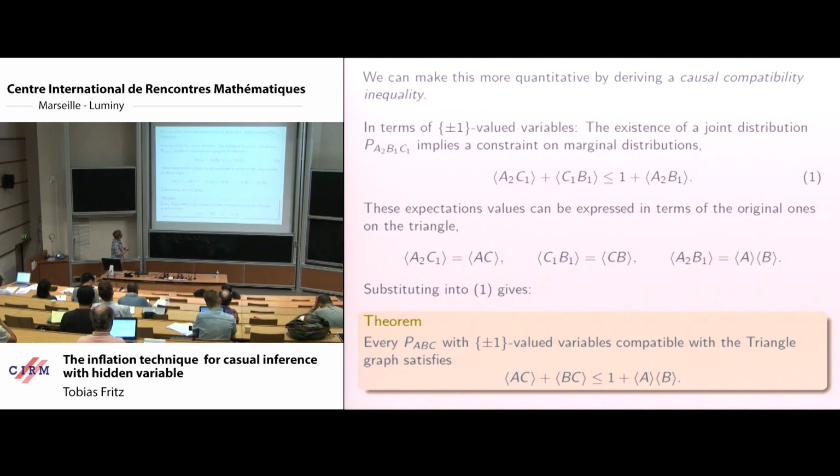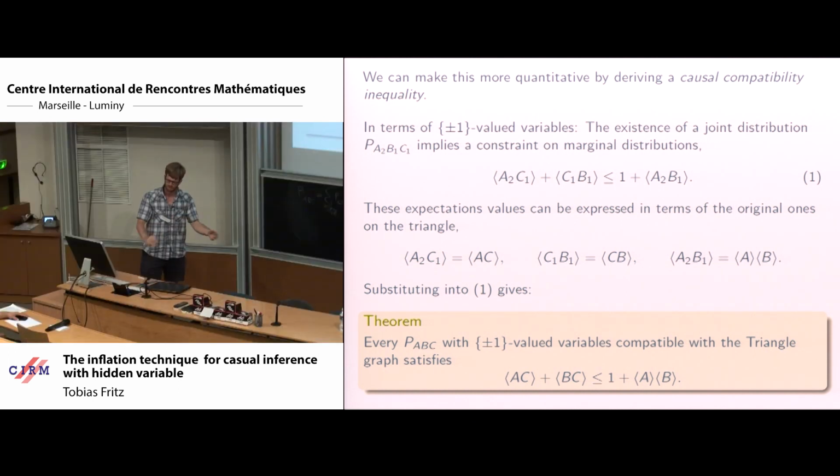Okay, but now here we can again use the same observation that we actually know what these expectation values are, or we can re-express them in terms of the original distribution P, A, B, C, for which we want to know whether it can be generated from the triangle or not.